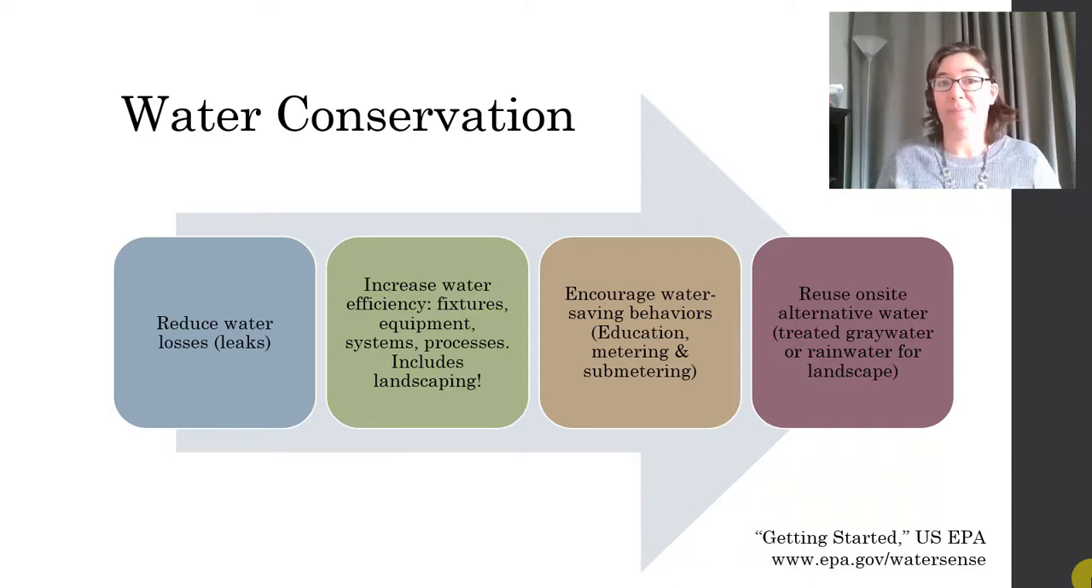efficient landscaping. Water conservation can also be achieved by the actions of the building users and residents. And this can be done by encouraging water saving behaviors. A building owner or a tenant or a homeowner can provide education to the people who use and live in that building to reduce their water use, right?